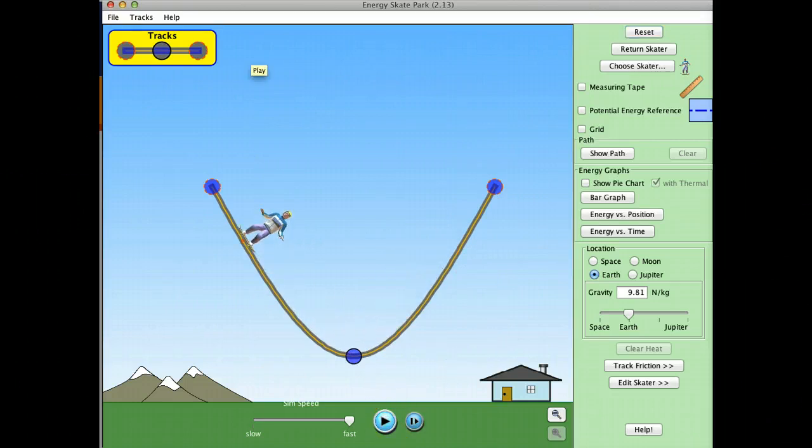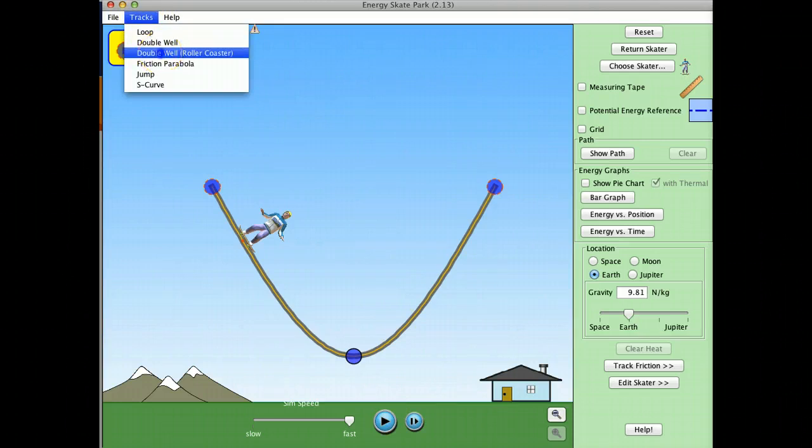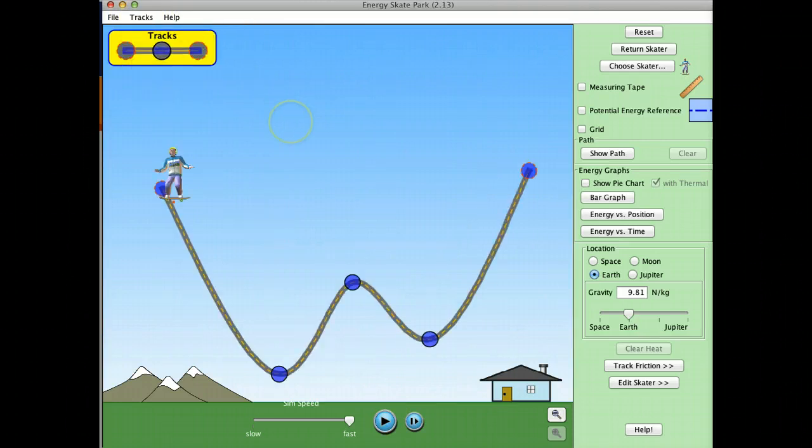I'm going to stop him. Up here under tracks, select double well roller coaster. Check the box next to potential energy reference, and it says there's a blue line. Drag the blue dotted line up so it's the height of the lowest part of the track. I think you have to grab over here. That's where I've been most successful. And I'm going to put it right here, the lowest part of the track, which is C on the diagram on your handout.